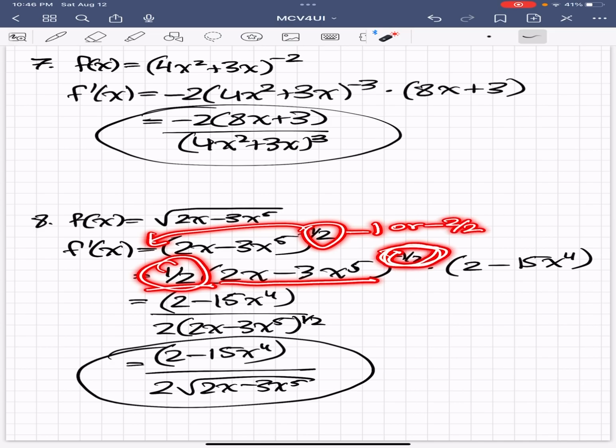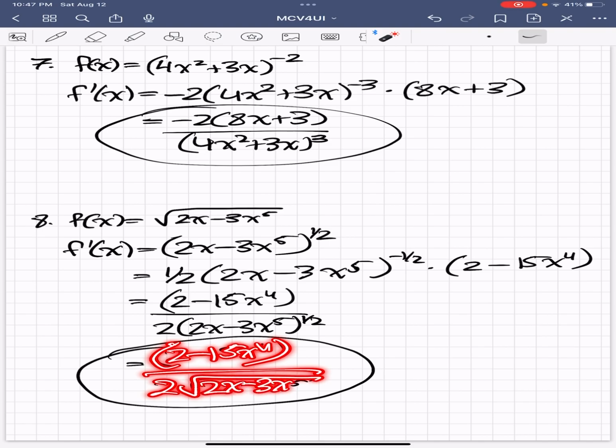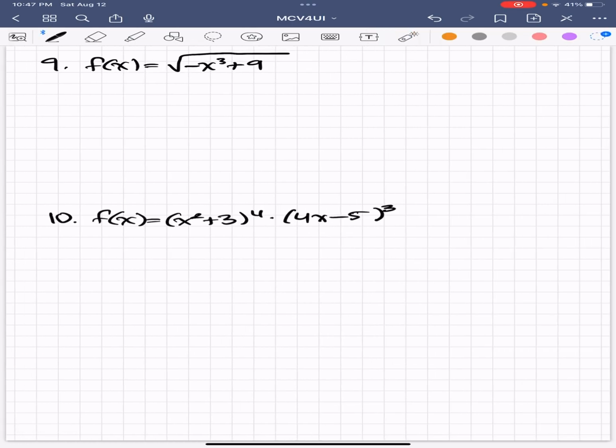with the exponent, and I got negative 1 over 2. And then I multiplied it by the derivative of what was inside the brackets, or the derivative of g of x. And then I noticed a square root, or a half, was still left there, so I turned it into a square root symbol, and we were left with our final answer of, in brackets, 2 minus 15x to the power of 4 over 2 times the square root of 2x minus 3x to the power of 5. And now let's move on to the next question.